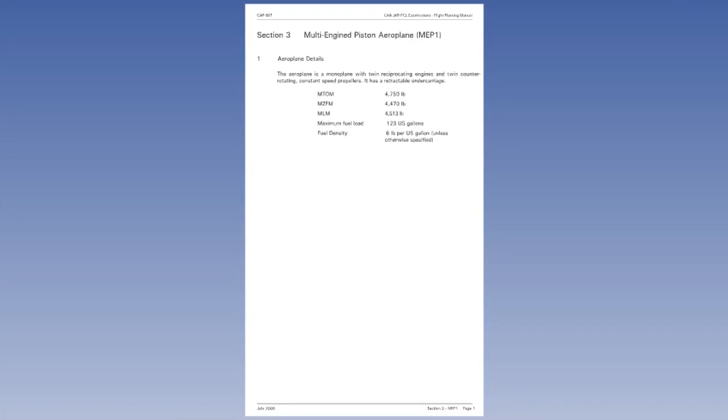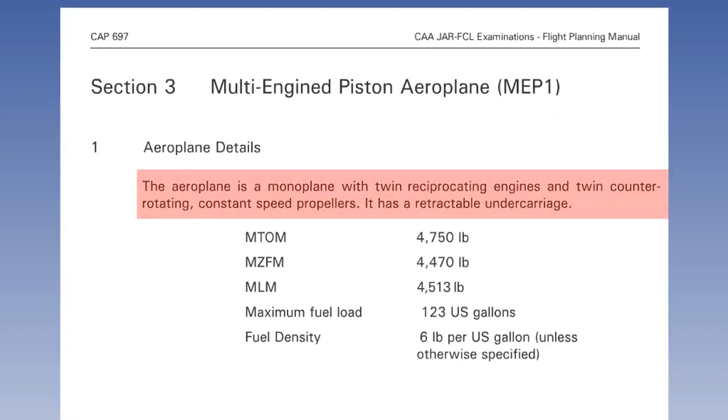Section 3 of the CAP 697 contains the data pertaining to the multi-engine piston aeroplane. The example multi-engine piston aeroplane is a monoplane with twin engines and twin counter-rotating constant-speed propellers. It also has a retractable undercarriage. As a matter of general interest, the example aeroplane is a Piper Seneca 2.